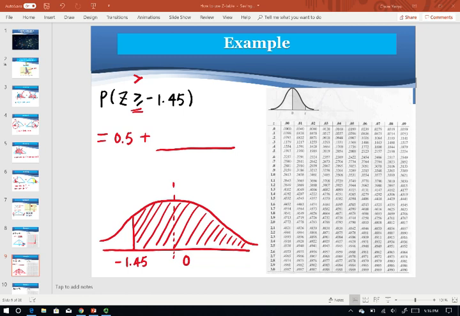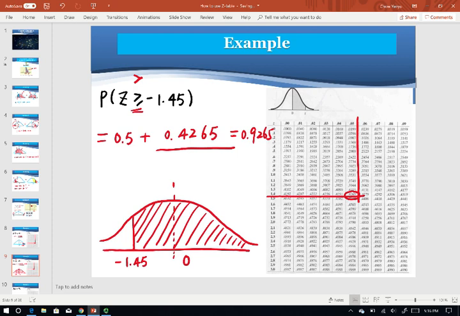So if you look at the z-table, 1.45: this is the first decimal and the second decimal, 5. The crossing is the table value, 0.4265, and you can add them in: 0.9265. Okay, so this is bigger than.